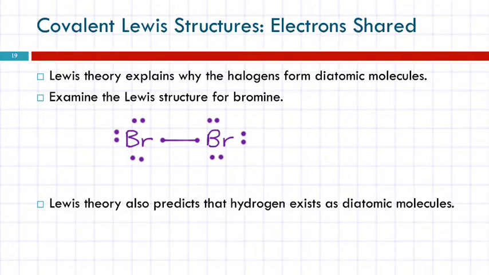We know that hydrogen is also a diatomic element. So here's 2 hydrogen atoms. They each have 1 electron. Hydrogen's trying to get 2 electrons. So 2 hydrogen atoms can help each other out by sharing an electron with each other and forming a diatomic molecule. Any questions?